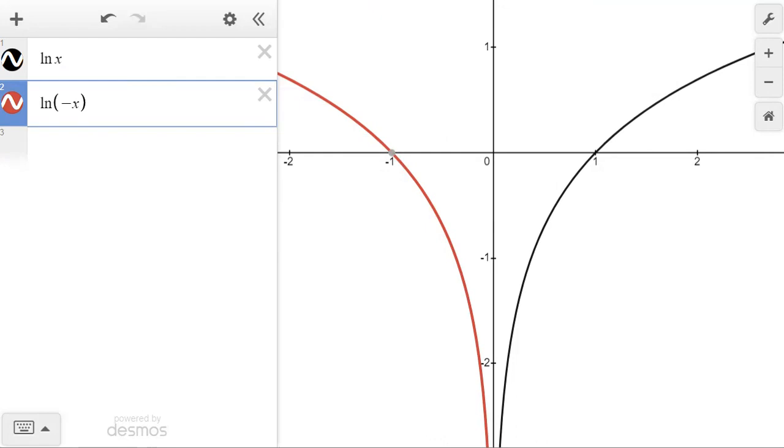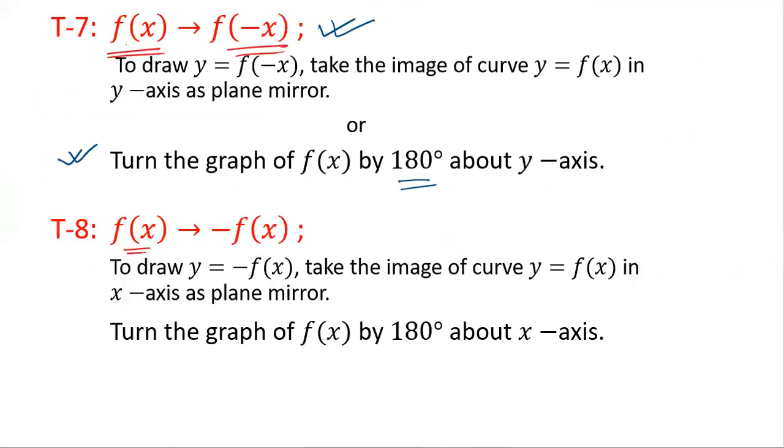Now let me proceed to the next transformation, that is transformation 8. It says if a function f of x is known, obviously you should know the function f of x, how can you plot the graph of minus f of x? For this transformation, you should do a 180 degree rotation about the x-axis. If you just rotate 180 degrees about the x-axis, you will get the required graph.